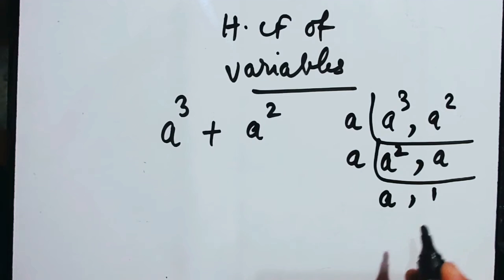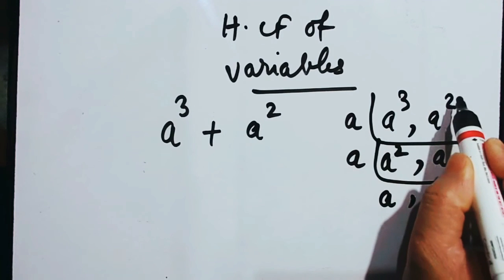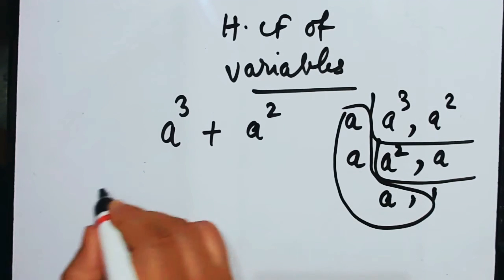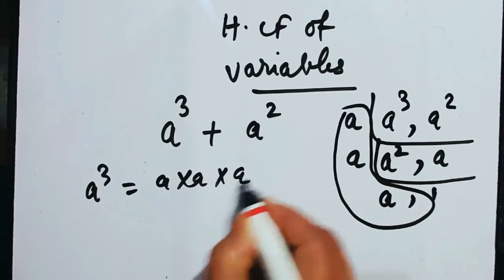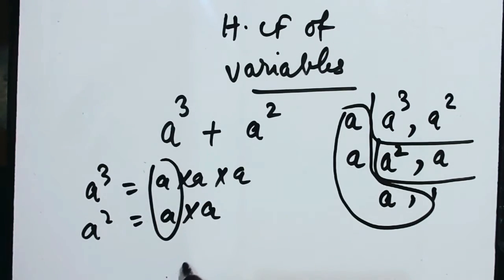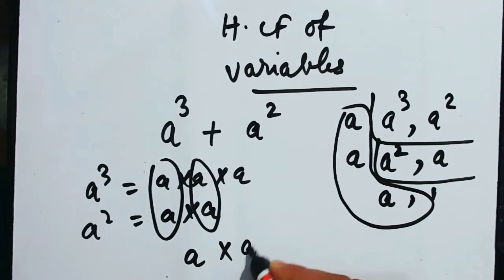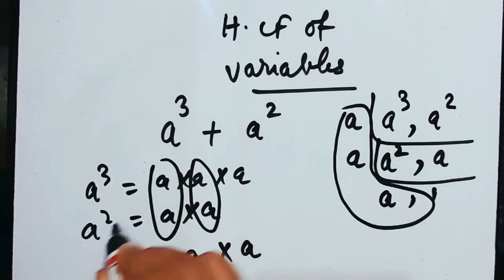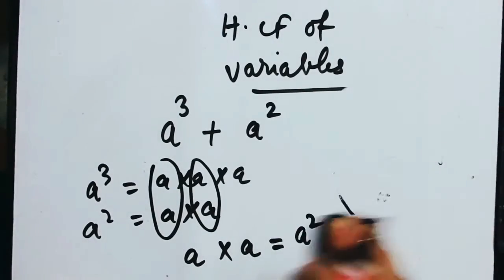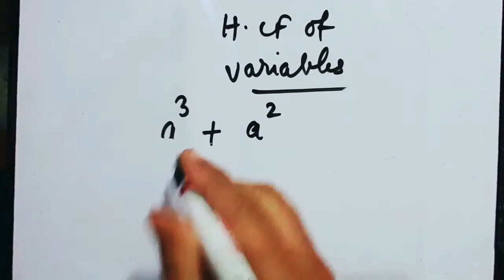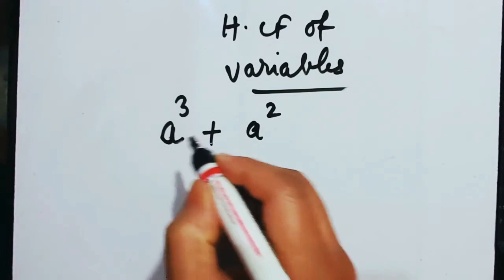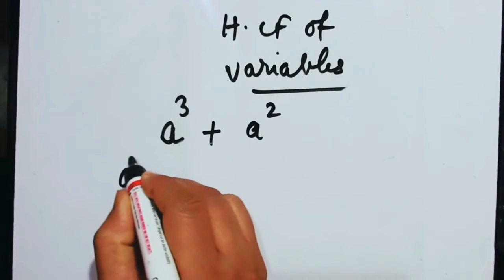This means that this a square and a cube can be broken into their simplest form. Now let us see. A cube becomes a times a times a, and a square becomes a times a. So the HCF will be a, a, and now you cannot take more. Therefore, a cube and a square gives you an HCF of a square. This means that the HCF of same terms, or you can say like terms, is equal to the term having the minimum power. So here you can say that the HCF of a cube and a square is a square.